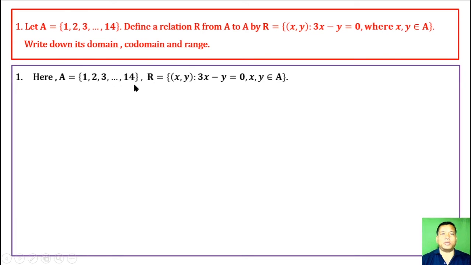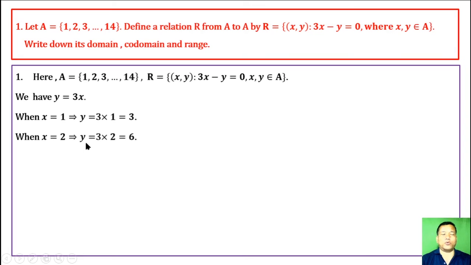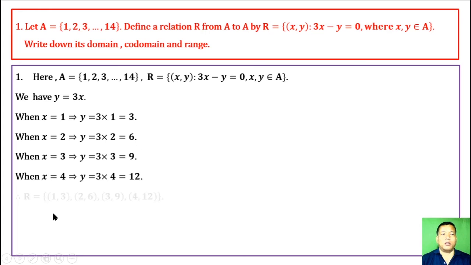Here A equal to this, R equal to this. We have y equal to 3x. When x is 1, y equal to 3 into 1, that is 3. When x equal to 2, y equal to 3 into 2, that is 6. When x equal to 3, y equal to 3 into 3, that is 9. When x is 4, y equal to 3 into 4, that is 12. The outcomes are also in A. And when x is 5, 3 into 5 is 15.